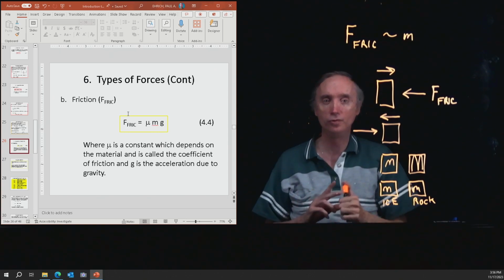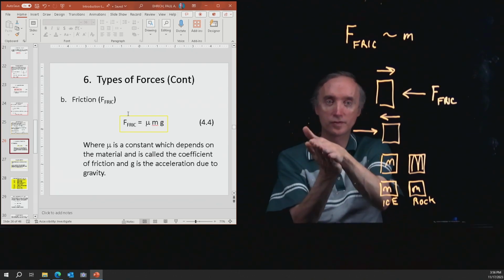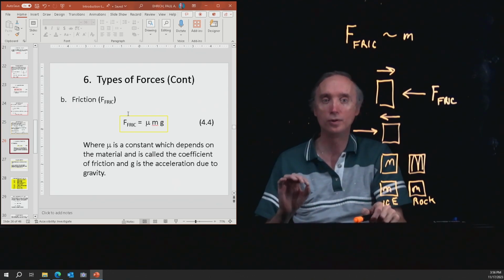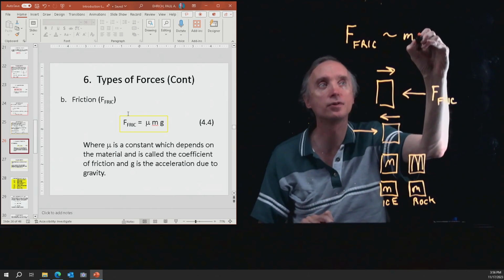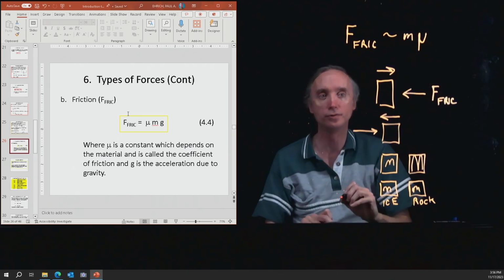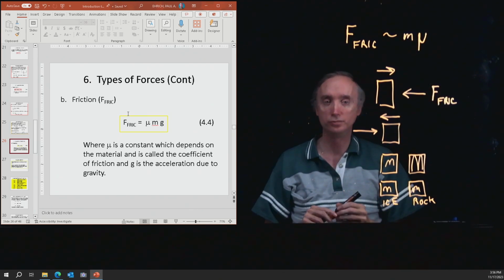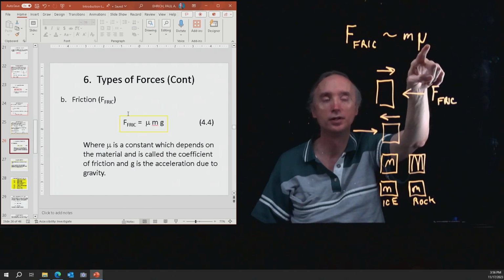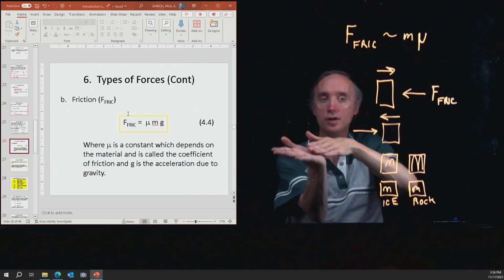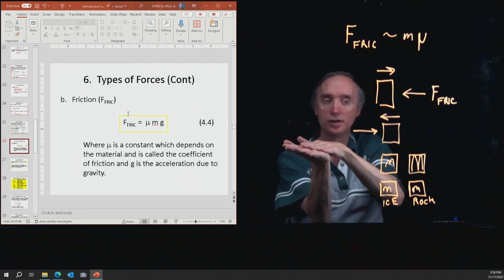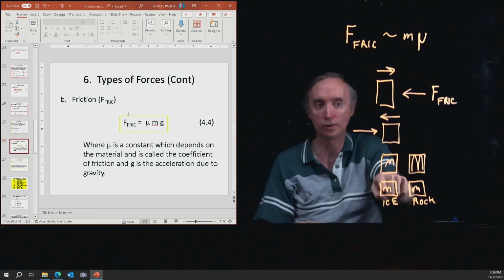The smoothness of the two surfaces is going to be called the coefficient of friction, and that is given by this symbol here. It's called mu. It's kind of like what a cat does. So mu is this symbol. It's the coefficient of friction, and it depends on the two surfaces. So this was, let's say, cardboard, and this was ice. This was cardboard, and this was gravel.